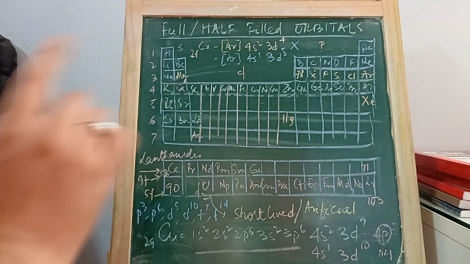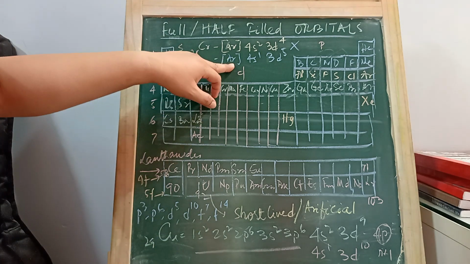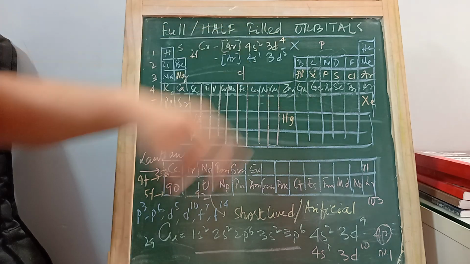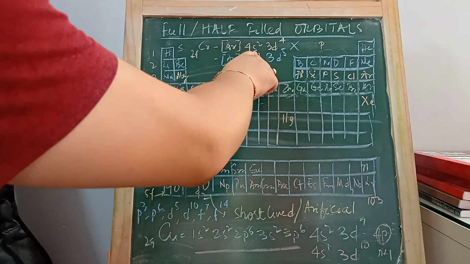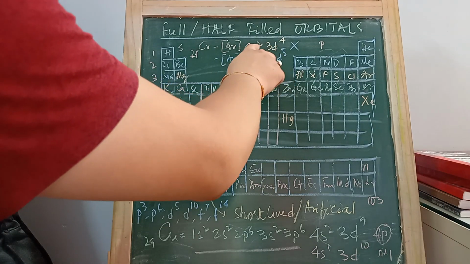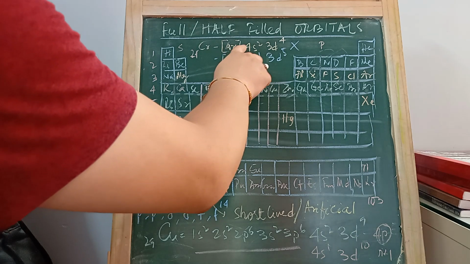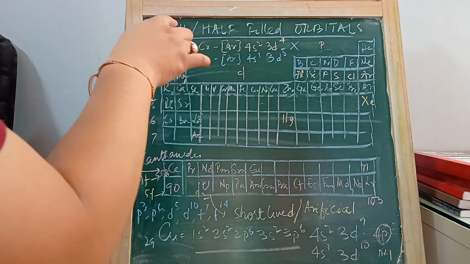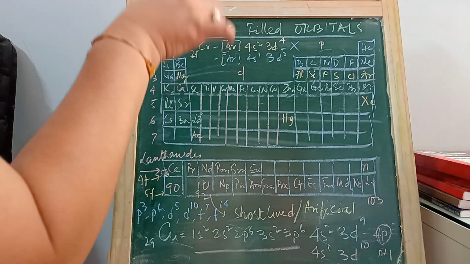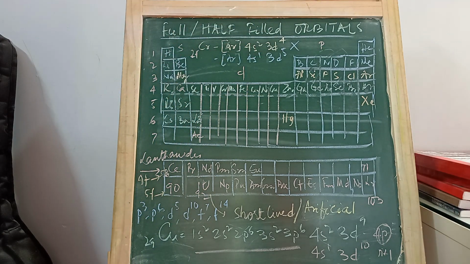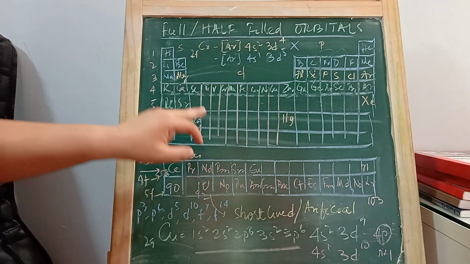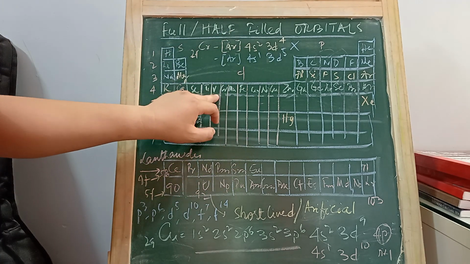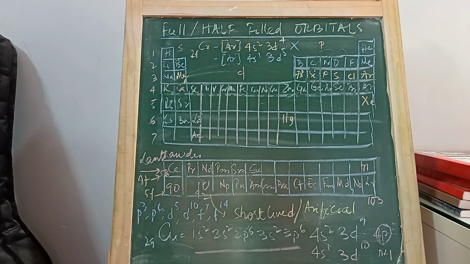You need to fill up 24 electrons. Up to argon is 18, then 19, 20, so 4s2 is filled up. Then comes 3d, so 18 plus 2 plus 4 is 24. This is the way you would have written the electronic configuration of chromium: 4s2, then 3d1, 3d2, 3d3, 3d4. So 3d4.